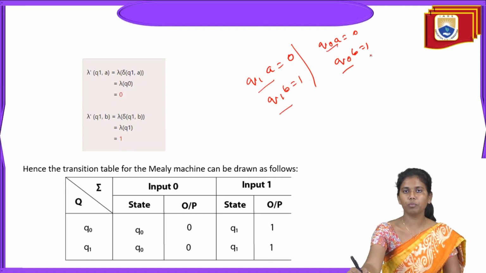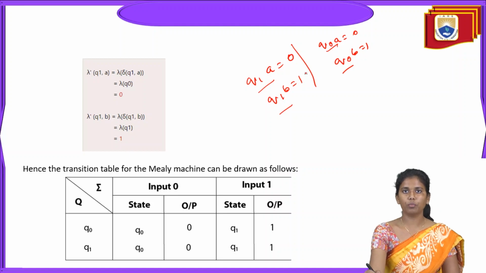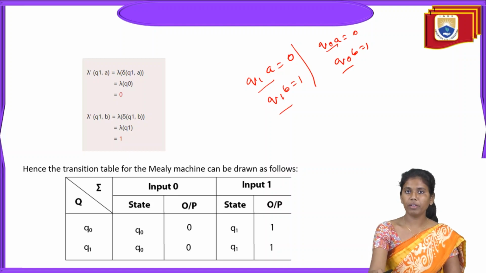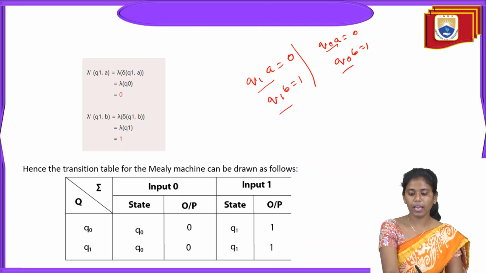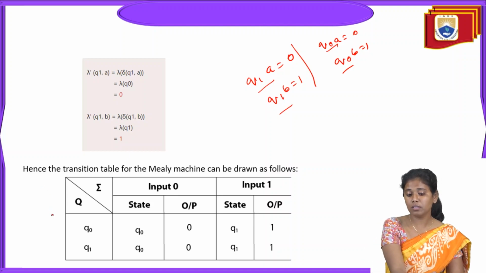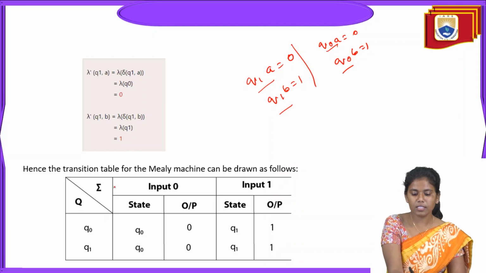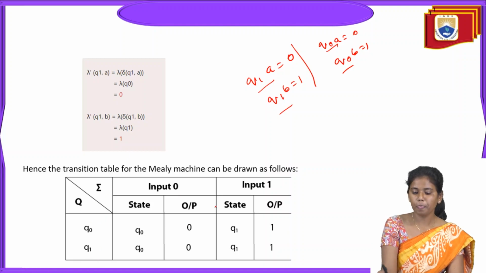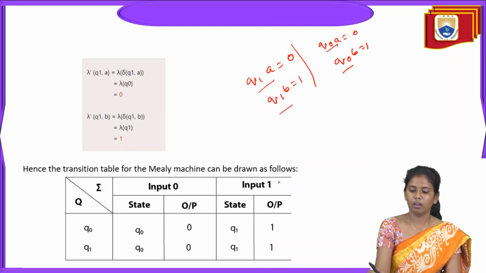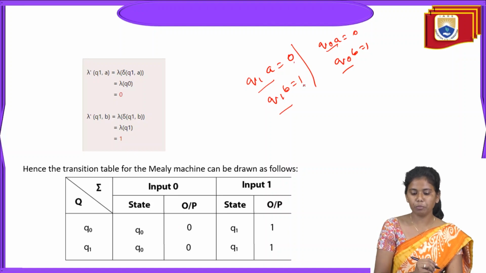Q0 as 0 and 1. This is what we have observed when we have converted from Moore to Mealy. And this is how we can draw the transition table. So the transition table for Mealy can be drawn as, see, these are the states, right? Q0 and Q1 are the states, and my input as 0 and with respect to input as 1.